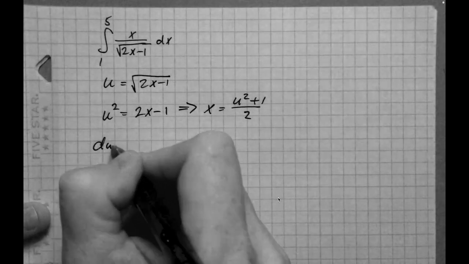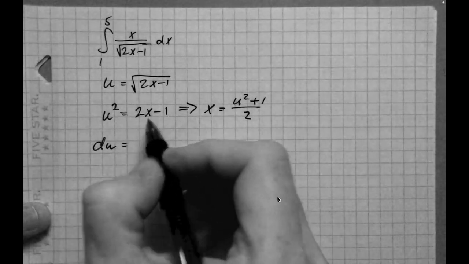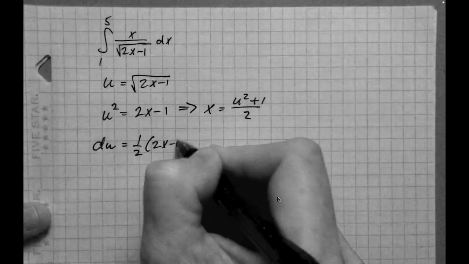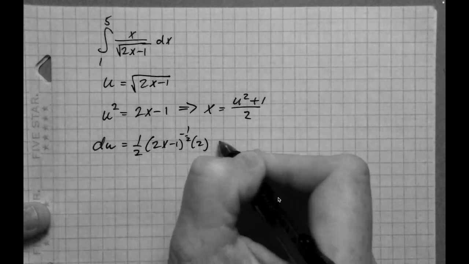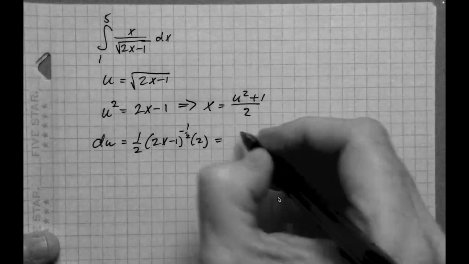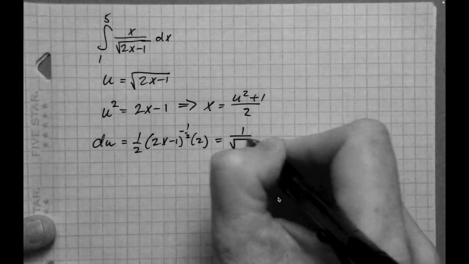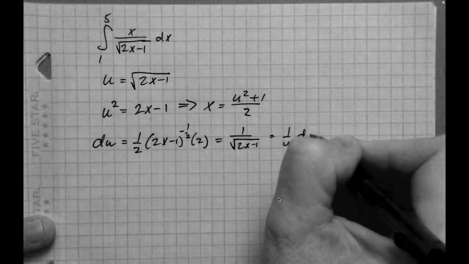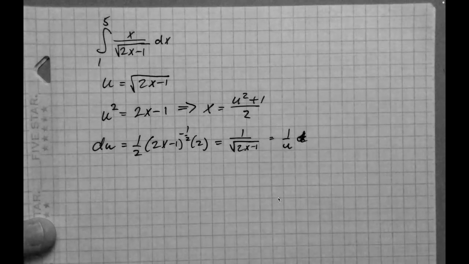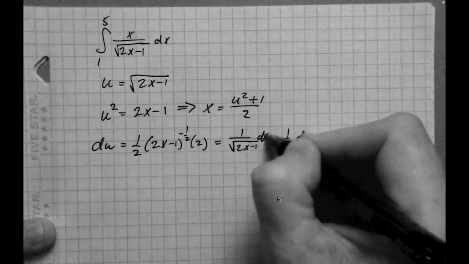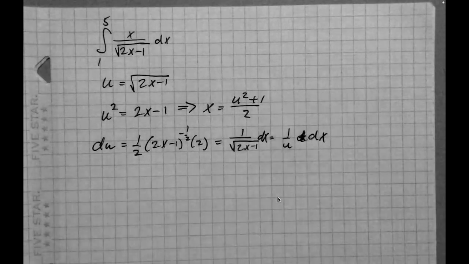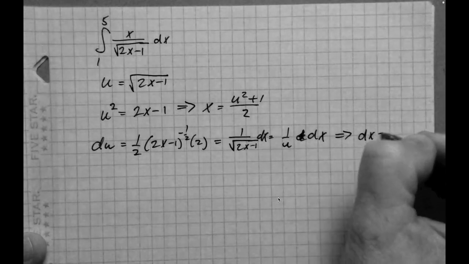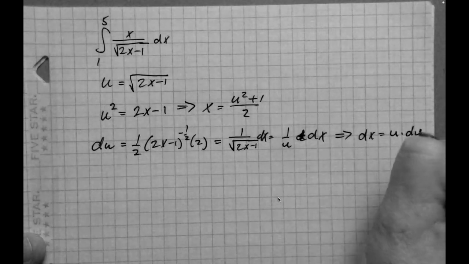If we differentiate u, we have to use the chain rule, right? So du, the derivative of this, would be 1/2 times (2x minus 1) to the negative 1/2 times 2, which ultimately gives us 1 over the square root of 2x minus 1, which is 1 over u. Well, I need to write that there, 1 over u dx, right? And so that ultimately implies that dx equals u times du.